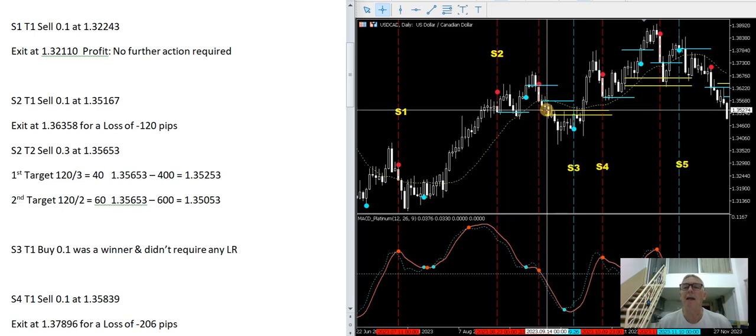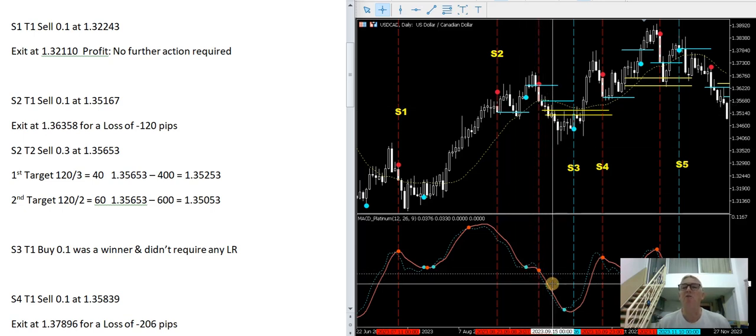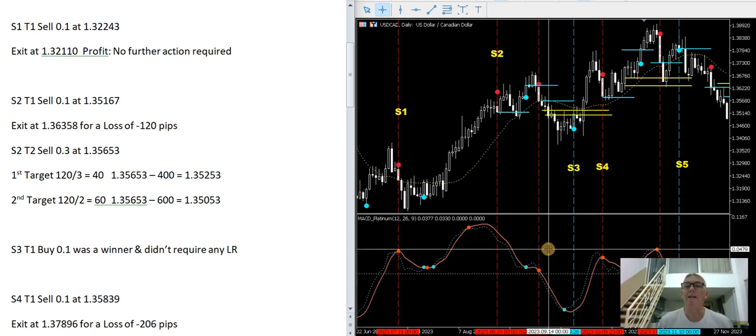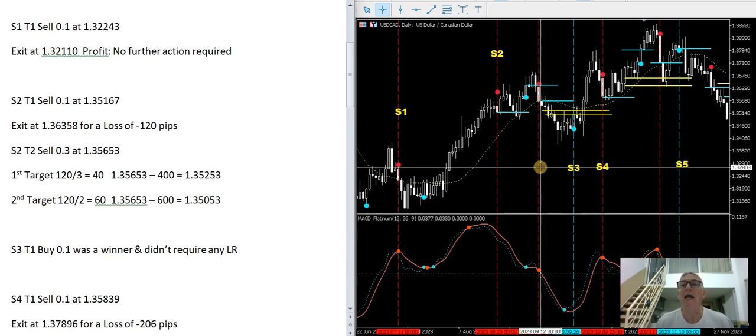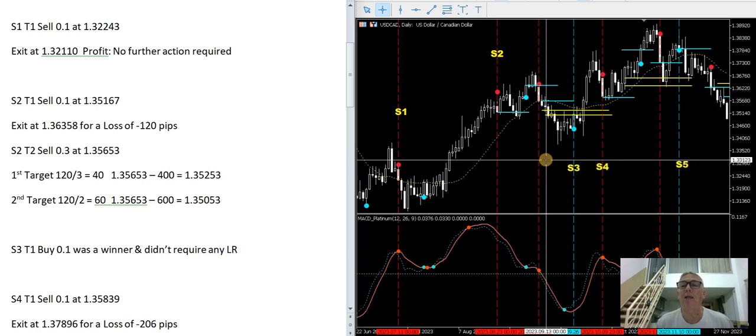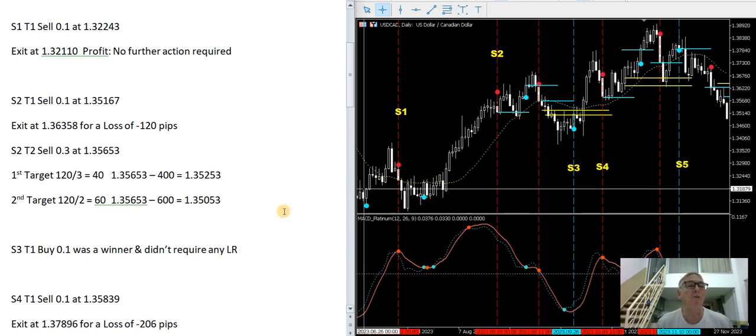And as you can see, bang, hit it. MACD platinum through the 0 level. You've got to close out all your trades there. There's only one trade. And you recovered your loss. No worries at all.